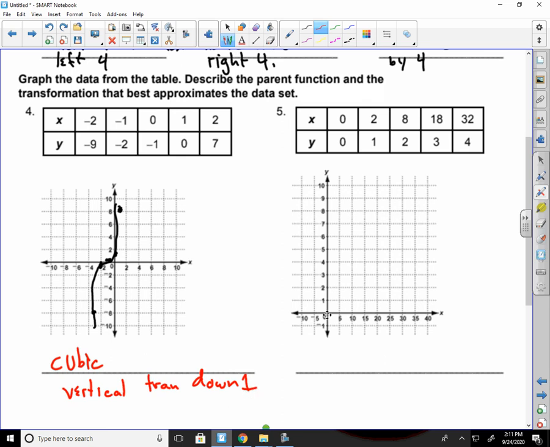Number 5, plot this, 0, 0. 2, 1 is going to be in here somewhere. 8, 2, be like here somewhere. 18, 3, here. And 32, 4 be out here. When I look at this, I can tell it's going up and flowing to the right, going up slowly. This is going to be a square root.